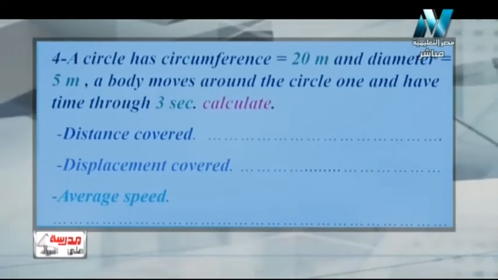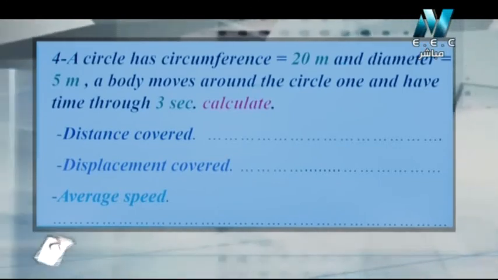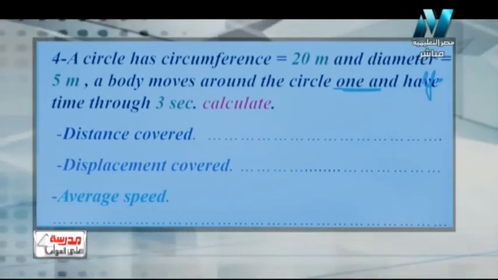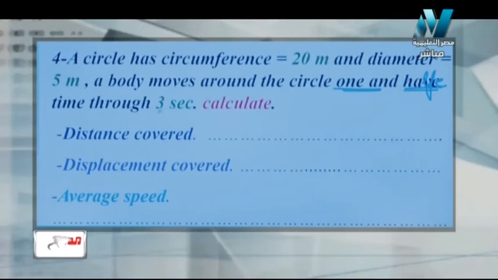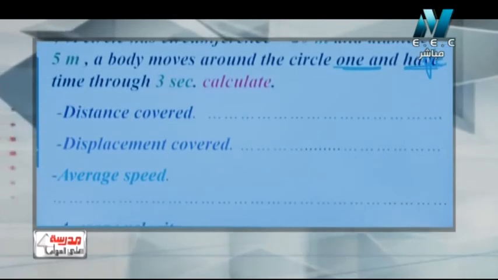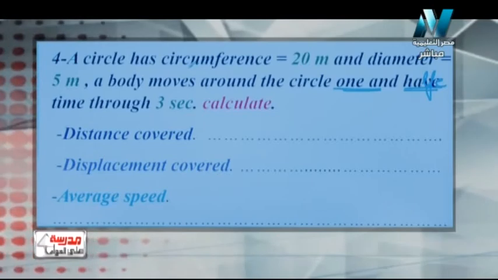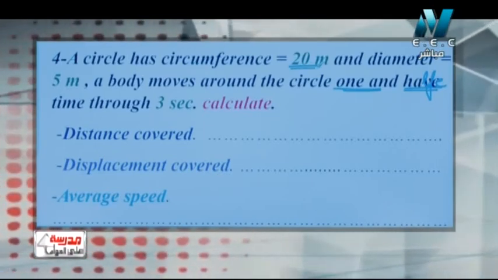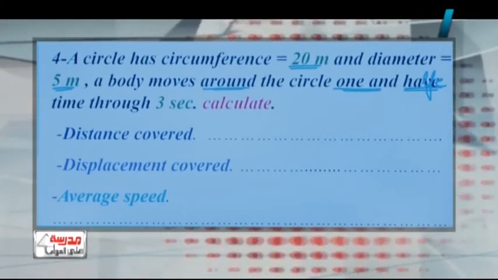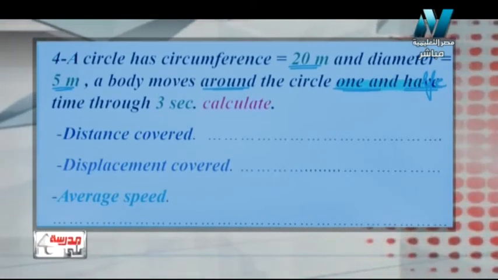It says a circle has a circumference 20 meter and the diameter equal 5 meter. A body moves around the circle 1.5 time, meaning one and a half times, through 3 seconds. Calculate distance covered, displacement covered and average speed, then average velocity. If we have a circle with circumference 20 meter and diameter 5 meter, the body moves around the circle 1.5 time.